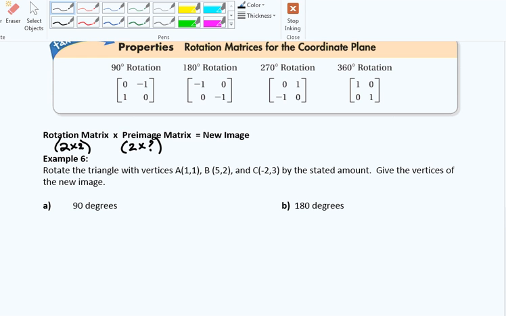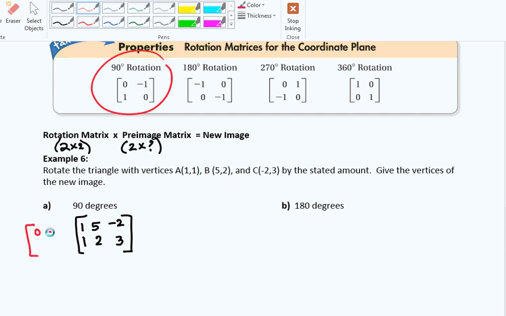Okay, so the next one says, rotate the triangle with the vertices 1, 1, 5, 2, and negative 2, 3 by the stated amount, and give the vertices of the new image. All right, so I'm going to rotate 90 degrees. And again, those are on your formula sheet, so you have those you can use for your homework. You don't have to flip back and forth through your notes. You don't have to memorize them for the test. And we're going to do rows times columns.